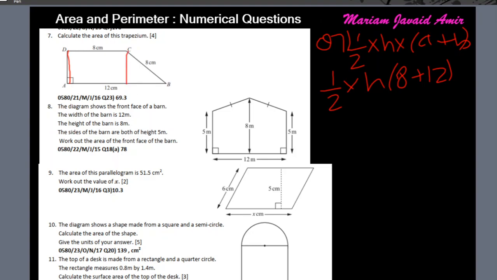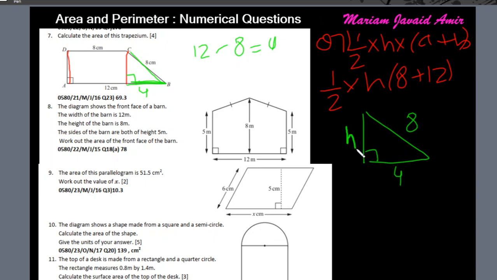Now notice we have the length BC. BC is 8, and this is a right angle triangle. How can we find this length? This is simply 12 minus 8, which is 4. So we have a right angle triangle, and using that we can find the missing height. This is 8, this is 4, and this is the height.